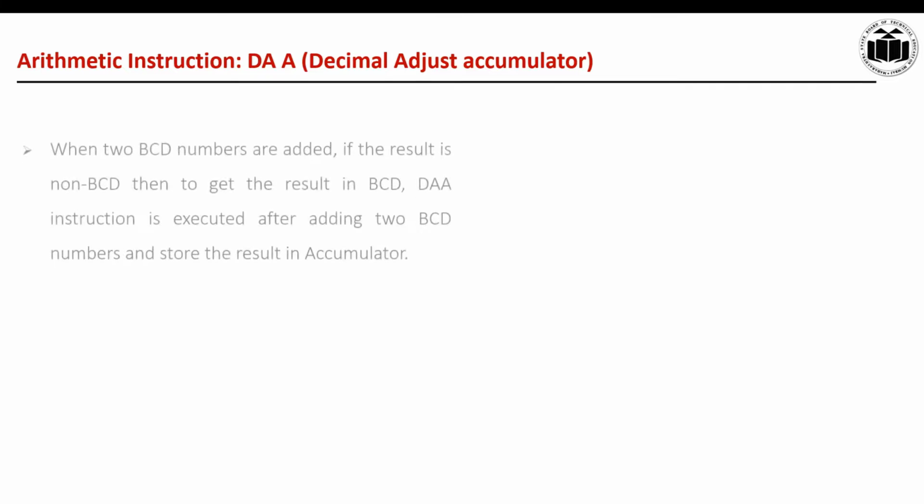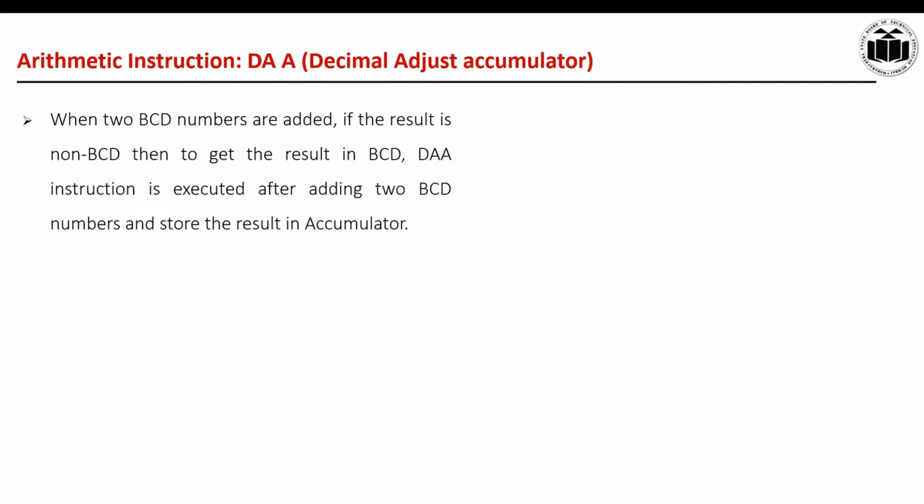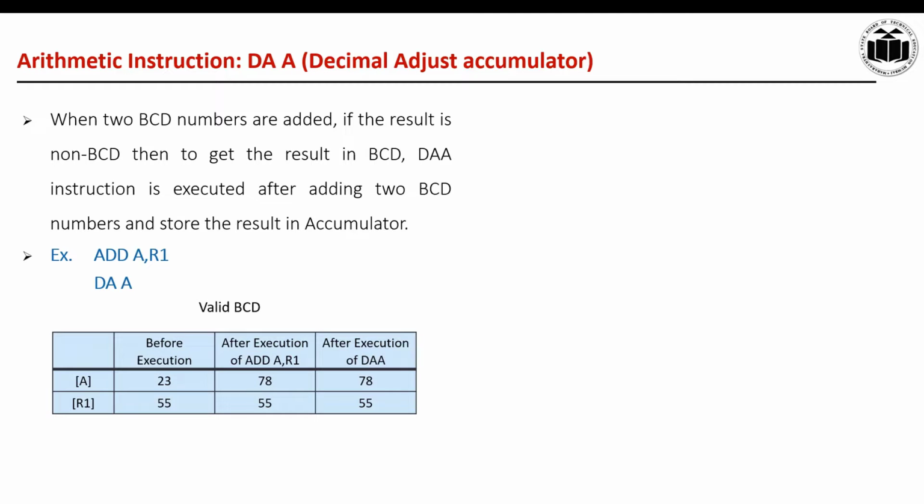DAA instruction. When two BCD numbers are added, if the result is non-BCD, then to get the result in BCD, DAA instruction is executed after adding two BCD numbers and stores the result in accumulator. For example, ADD A, R1 then DAA. Consider case 1. If accumulator contains 23 and register R1 contains 55, then result is 78, which is valid BCD. So, result will not be altered after DAA instruction.